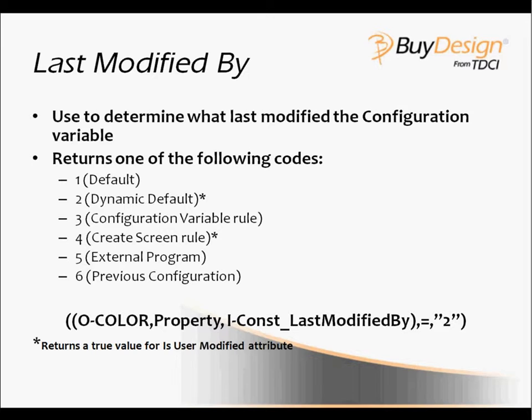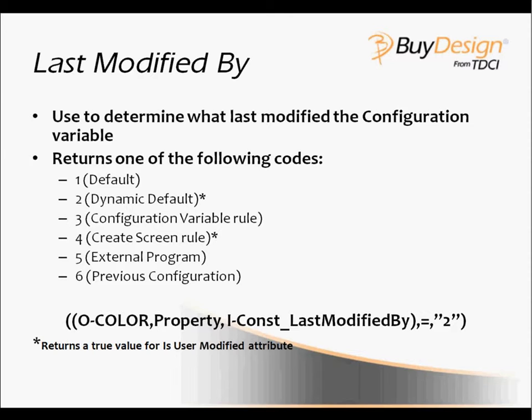Whereas I have the others: 5 for external programs, 6 for previous configuration, 1 for default, 2 for dynamic, 3 for configuration variable rule. So if I return a 3, I know that that is a configuration variable rule that set the value before the screen will execute it.